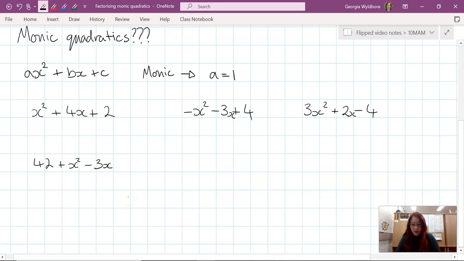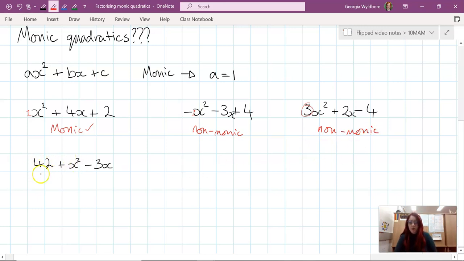Here's a few examples of quadratics. Let's decide if they are monic or not. Here, our x squared, we have that invisible 1 in front of it. So that is monic. Here, we have a negative in front of our x squared. So that means there's still that invisible 1 there, but it's a -1. So this is non-monic. Here, we have a 3. That's not a 1. It is non-monic.